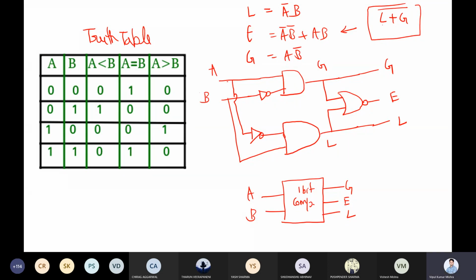Total number of input bits, how many input bits will be required in case of a 2-bit comparator? In case of 1-bit, A has 1 bit, B has 1 bit. Suppose I'm saying 2-bit comparator, then how many A bits will be required? 2 A bits, 2 B bits, right? Agreed. You require 2 A bits and 2 B bits.